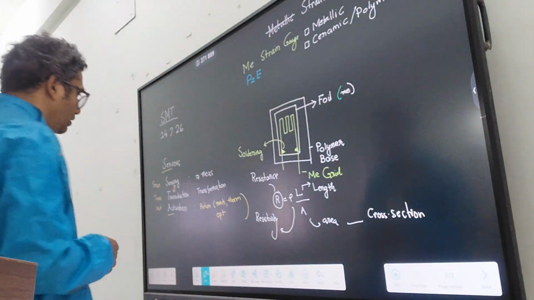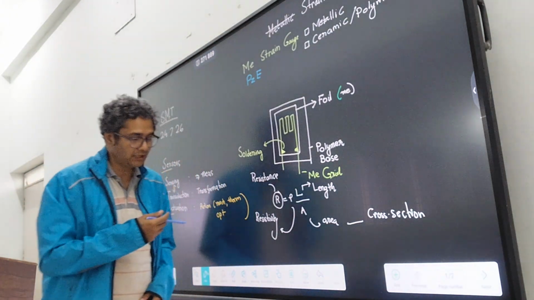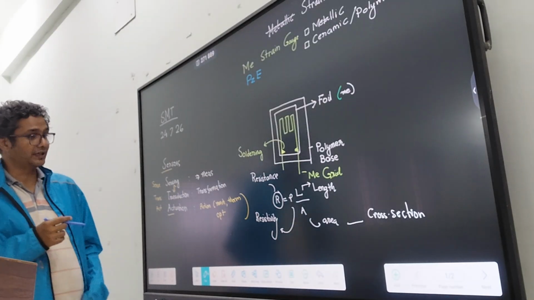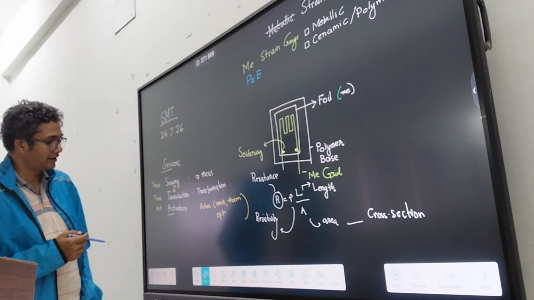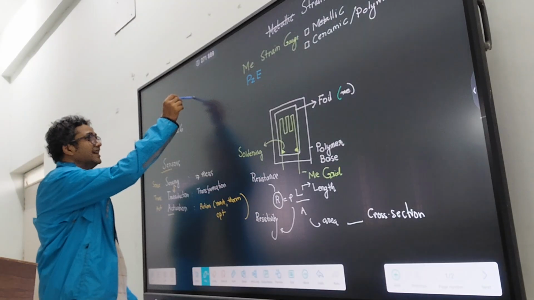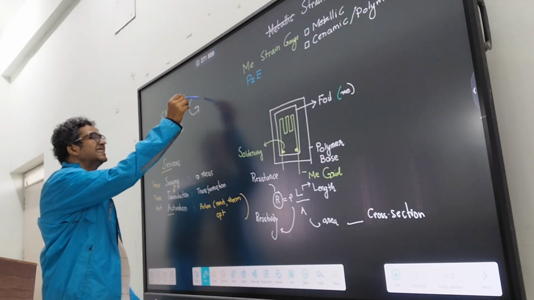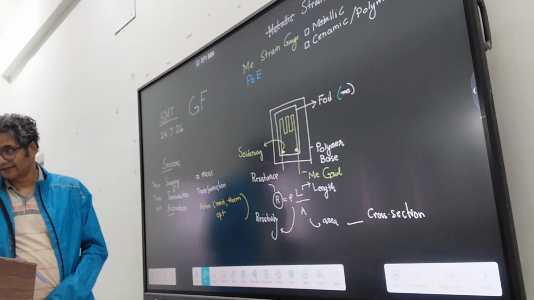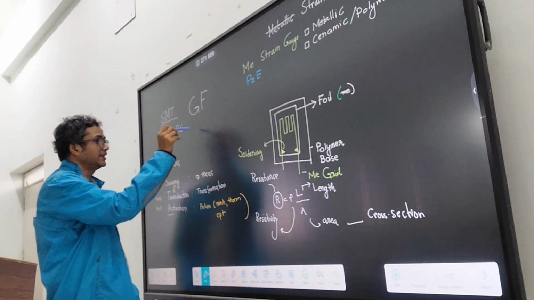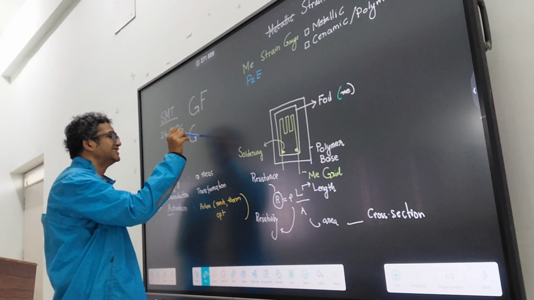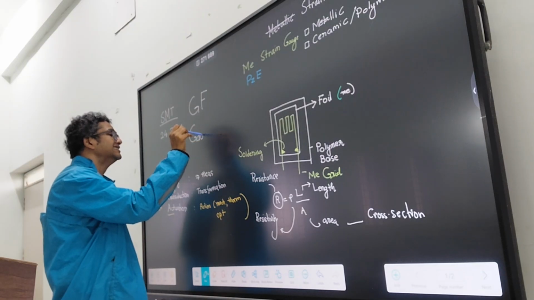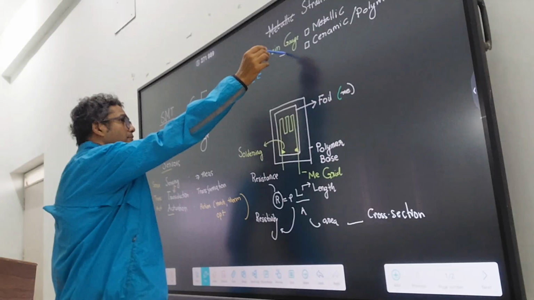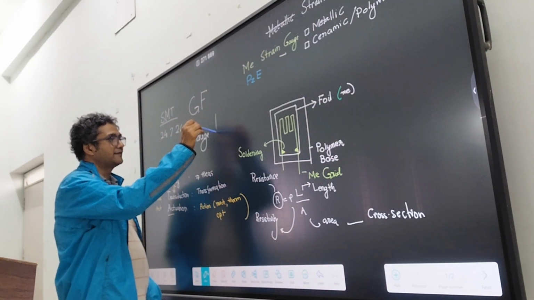So how well a metallic strain sensor is working, that is determined by a parameter called GF. GF is nothing but the gauge factor. Remember this gauge measuring? So, gauge factor.